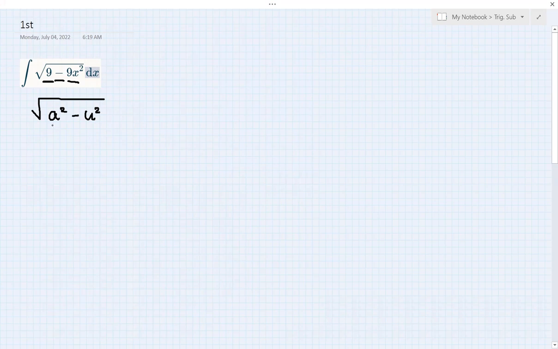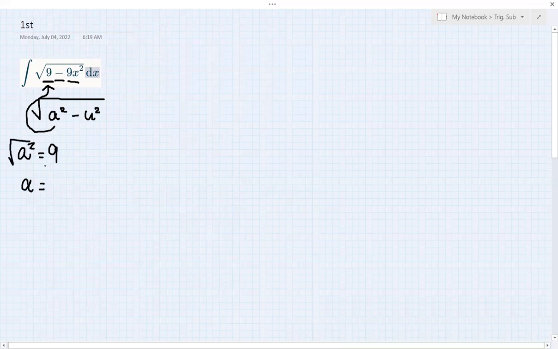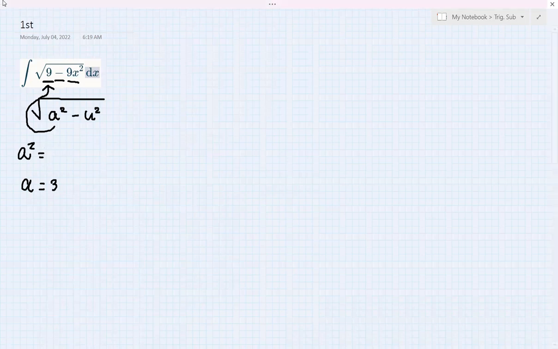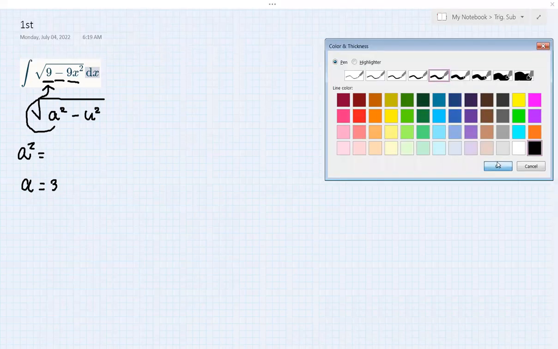So, una, ano yung a squared natin? Ito yun, di ba? So, this is 9. Okay. So, what is the value of a? Since yung a squared natin is equal to 9, we can now just simply square root both sides to get the a. Therefore, you will have a is equal to 3. Kasi ang square root ng 9 is 3.